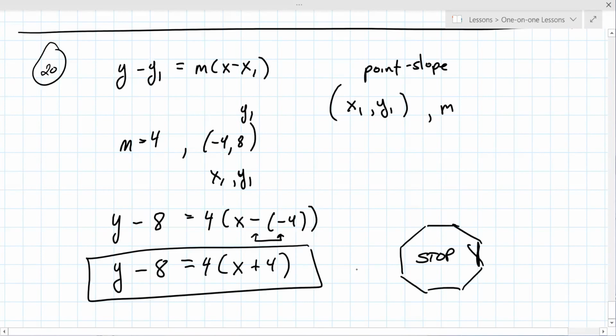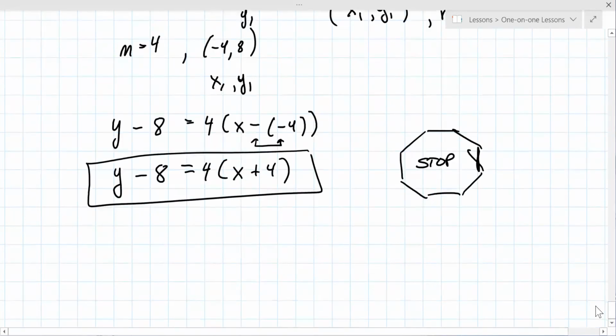You leave it as is. You don't have to do anything else. You don't have to distribute. You don't have to solve for y. It's just what it is. Is that okay? Great.